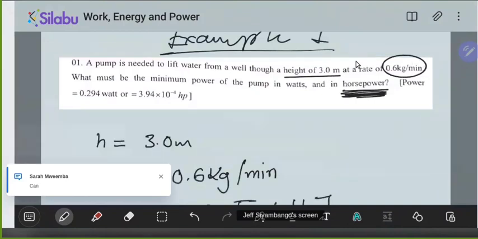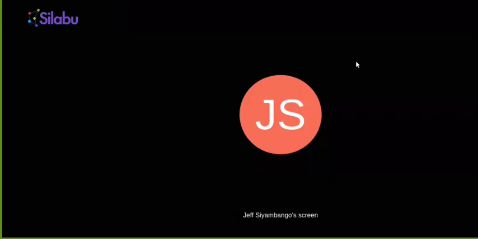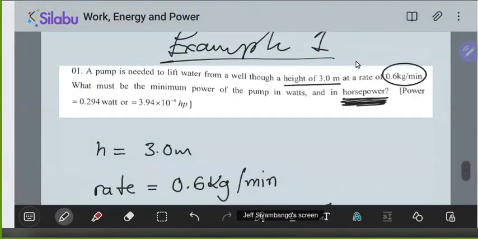Sir, can you read the question again? Okay, so the question reads, a pump is needed to lift water from a well through a height of 3 meters at a rate of 0.6 kgs per minute. So that's that first part. A pump is needed to lift water from a well through a height of 3 meters at a rate of 0.6 kgs per minute. What must be the minimum power of the pump in watts?